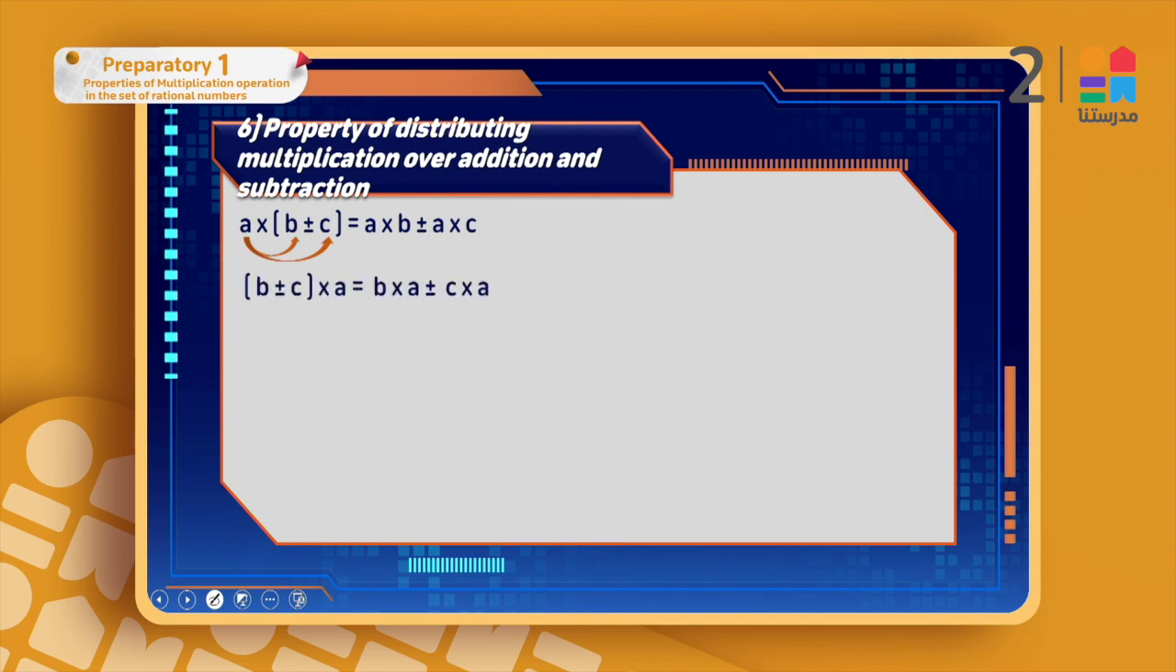Then, if we start from the brackets and the A is to the right, we will do the same: A times B and A times C. So, write them in order: B times A plus or minus C times A.